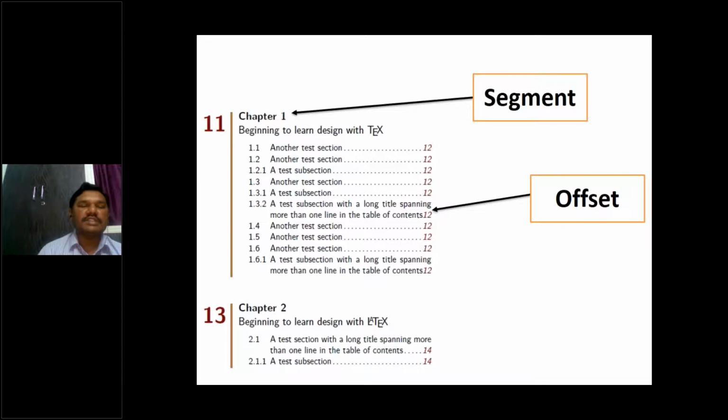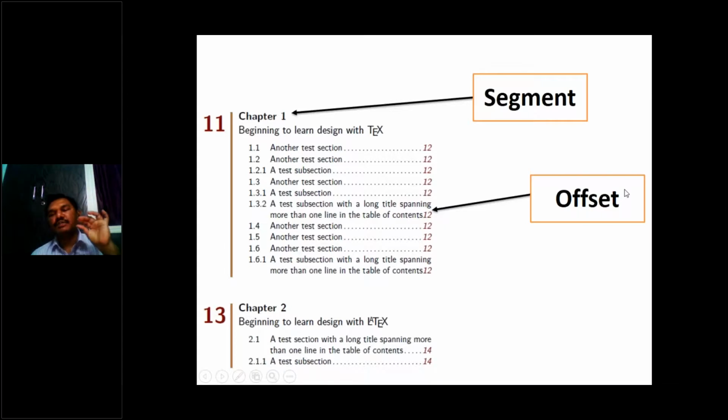How can I go there? That is subsection 1.4 of the first unit, chapter 1. So chapter 1, chapter 2, these are called segments. Each chapter's subtopics are called segments. Offset: what is offset? Offset is a small portion. Segment is nothing but chapters.